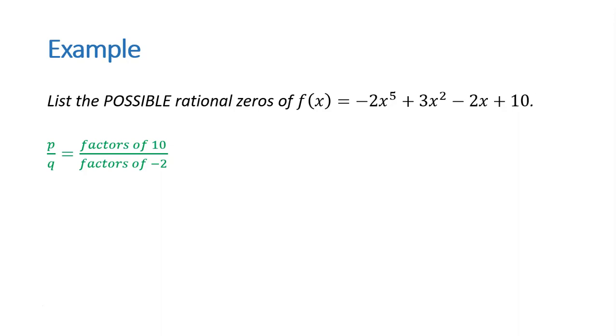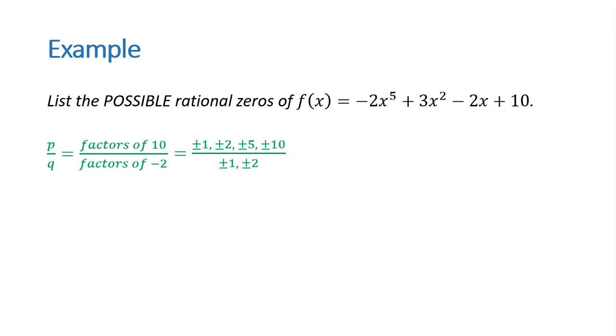So the things that divide into 10 are going to be 1, 2, 5, and 10. And then we need to have the positive or the negative version of each of those. And then the things that divide into -2 are going to be 1 and 2, both positive and negative. So essentially what we've now generated is a list of all the possible numerators and all the possible denominators. So this is not a single number.